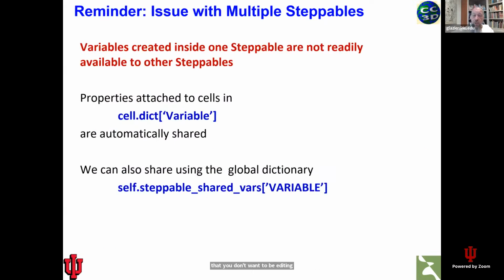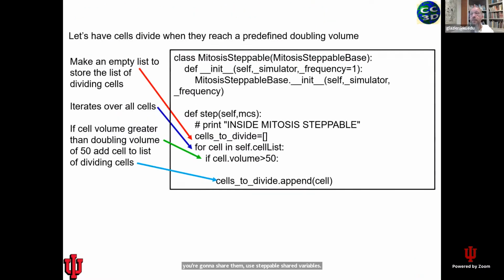Again, if you have multiple steppables, variables inside one steppable are not accessible in other steppables. If you're going to share them, use steppable shared variables to make those things available across steppables.